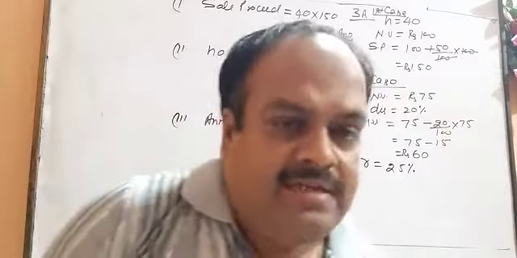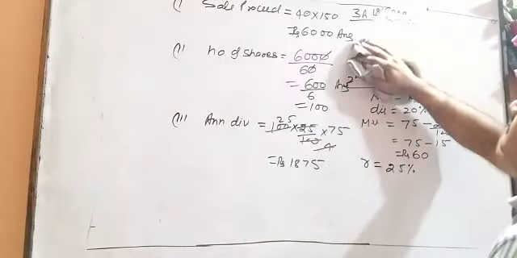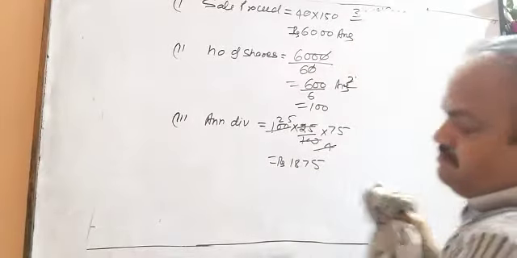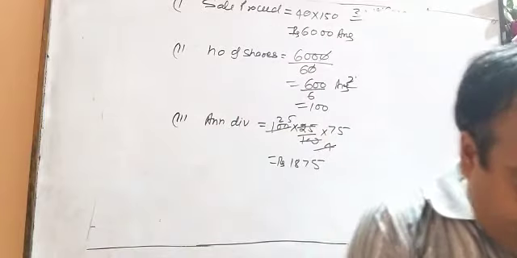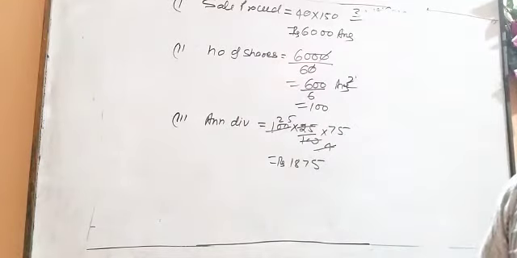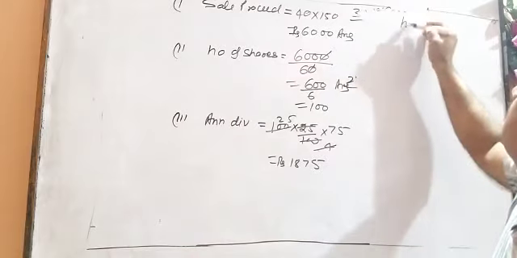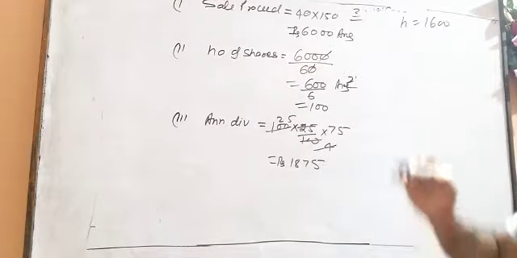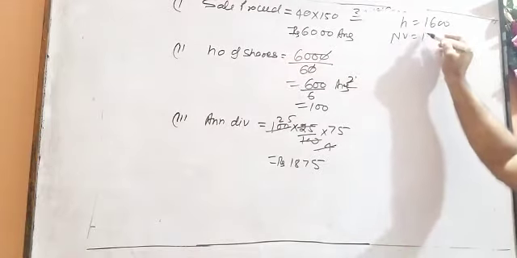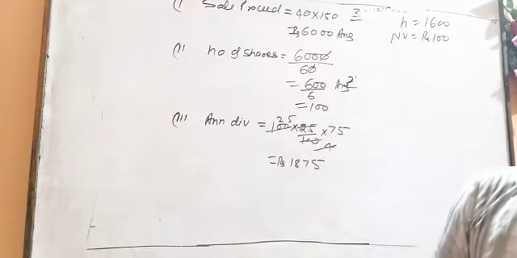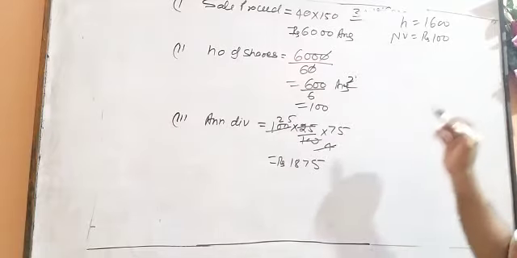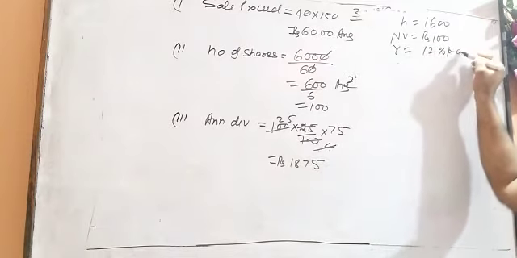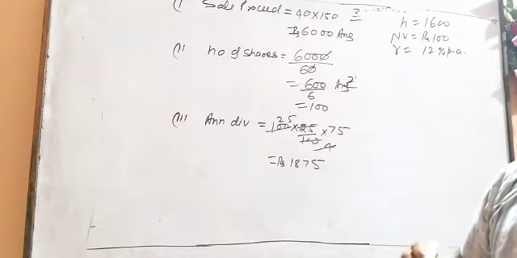Question number 13. Mr. Khanna holds 1,600 shares, so number of shares 1,600, nominal value ₹100, that pays 12% dividend annually. Rate of dividend declared by the company 12% per annum. Calculate his annual dividend.